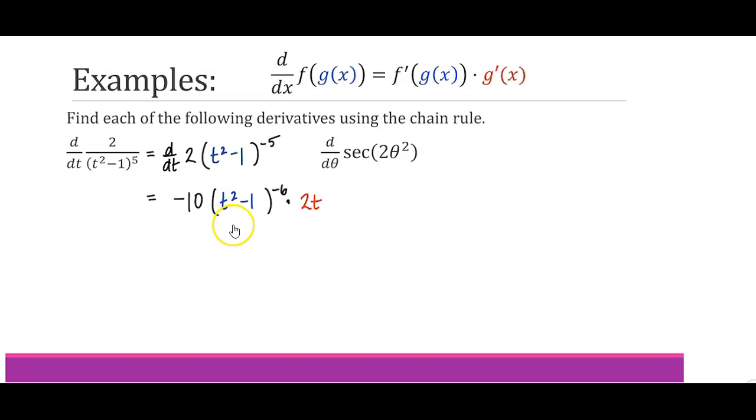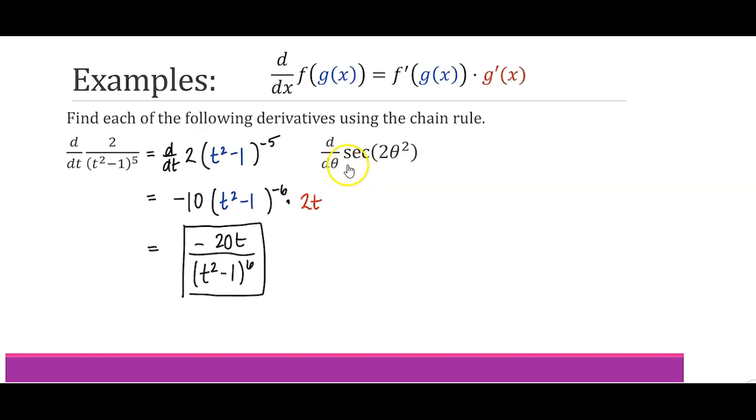The last step is to simplify. So here I can multiply the negative 10 times the 2t. All of that will stay in the numerator. So negative 20t all over the quantity t squared minus 1 to the positive 6th power. We will bring just the binomial that's raised to the negative exponent to the denominator, and we'll multiply the negative 10 and the 2t and keep it in the numerator as our final answer.